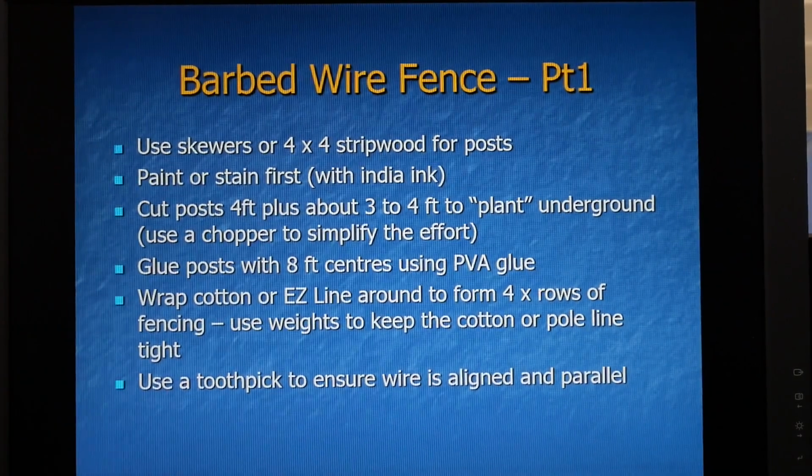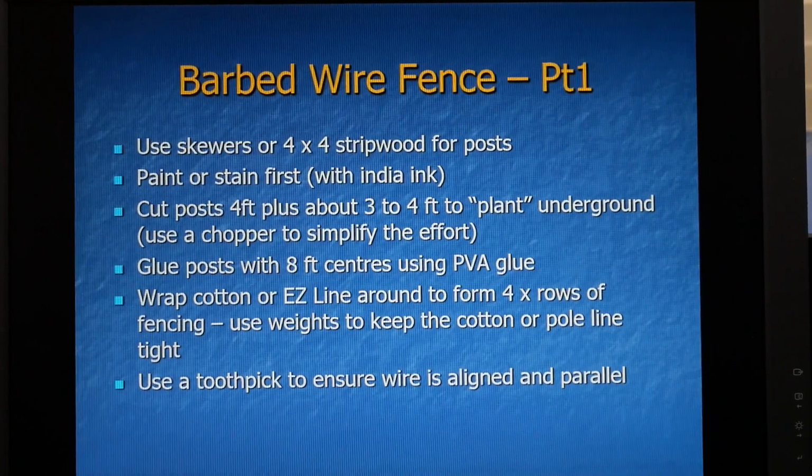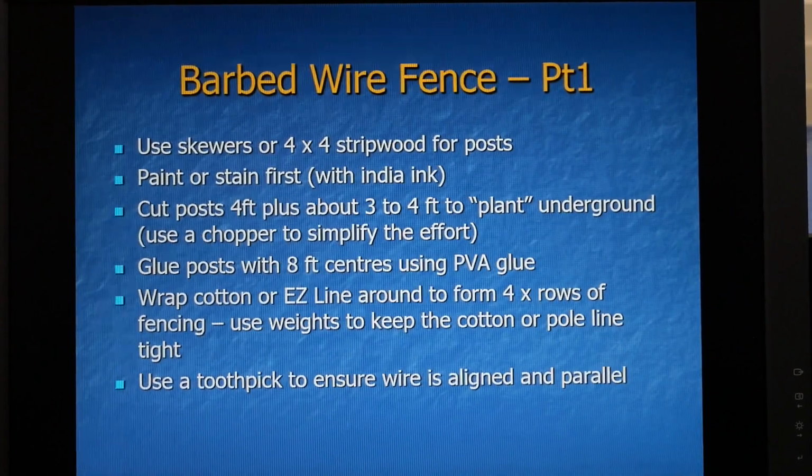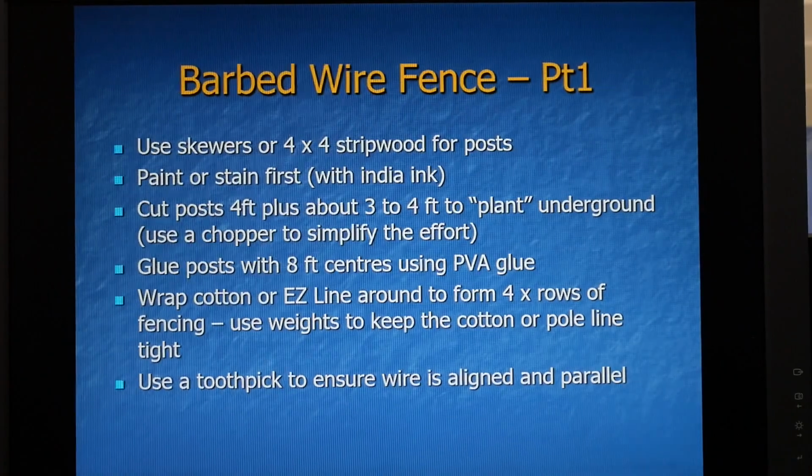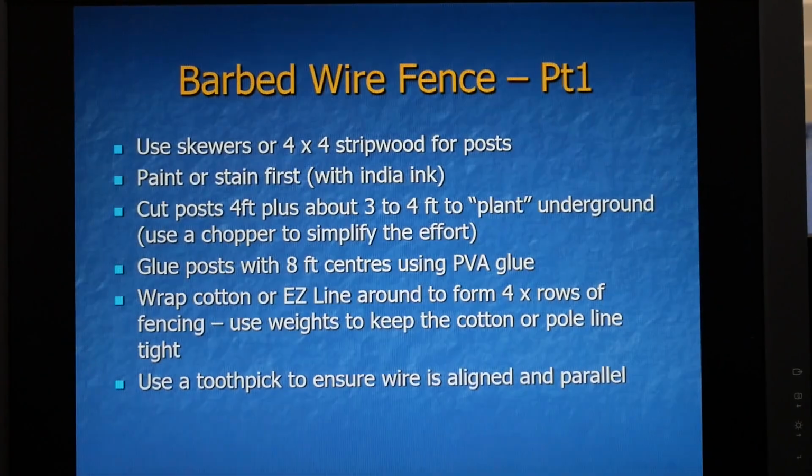The posts are glued with 8-foot centres using PVA glue, and then I wrap cotton or easy line around to form 4 rows of fencing. And I use weights to keep the cotton or easy line taut until the glue has dried. I find personally that easy line's a bit too stretchy, and if it escapes from you while you're working, it goes everywhere, whereas cotton is much stabler and easier to lay out.